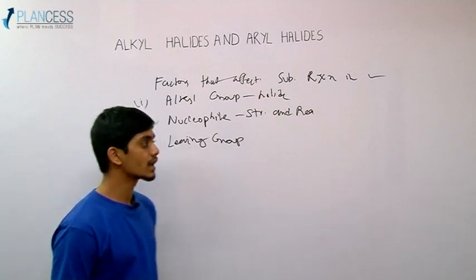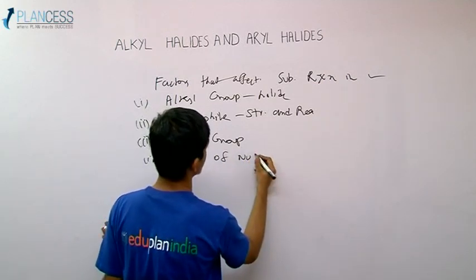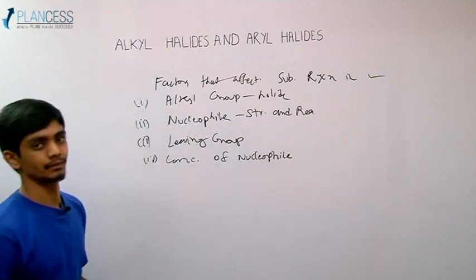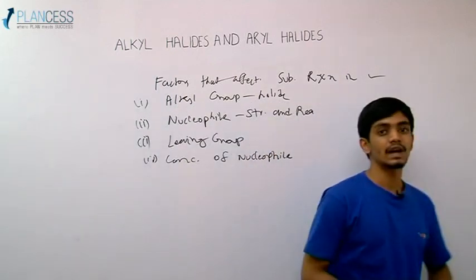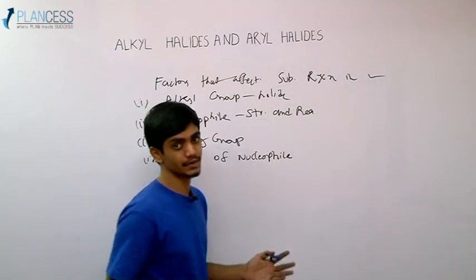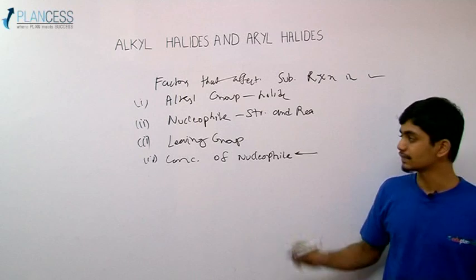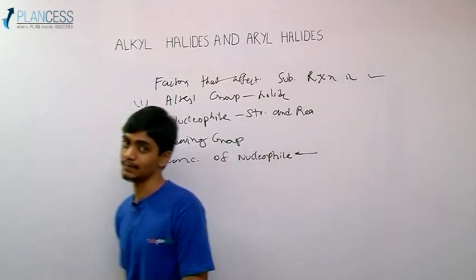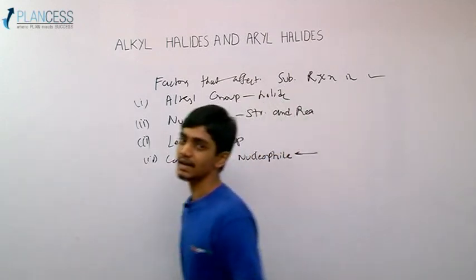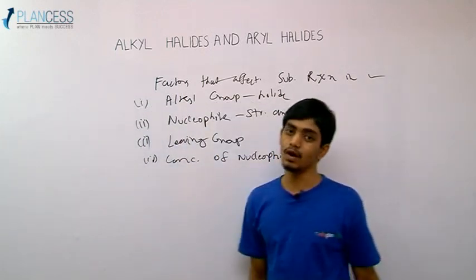But what are other factors that can affect the substitution reactions? The other factors include the concentration of the nucleophile. Now, how does this affect the reaction? We know that the rate of the reaction is dependent on the concentration of the species present in the reaction mixture. So if the nucleophile is present in the reaction mixture, then the concentration of this nucleophile does matter. And we know that in SN2 mechanisms, it is a bimolecular reaction, and hence there are two species, one is the alkyl halide and one is the nucleophile, which are involved in the order of the reaction.